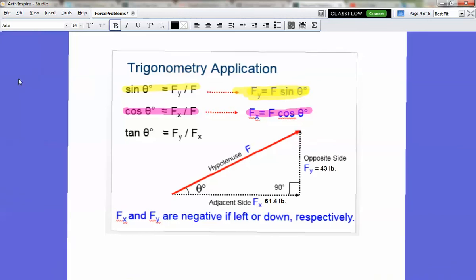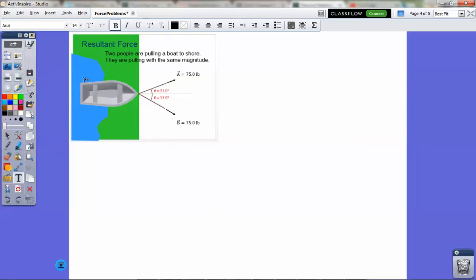Now let's go ahead and look back at the problem. So here's the problem. They're pulling with the same magnitude, and I'm going to make a note of those. F sub x equals 61.4 pounds, and F sub y was 43 pounds, right? Of course, I should probably label the units as well. So we found that to be the force for the first force, force A. The x component was 61.4, and the y component was 43.